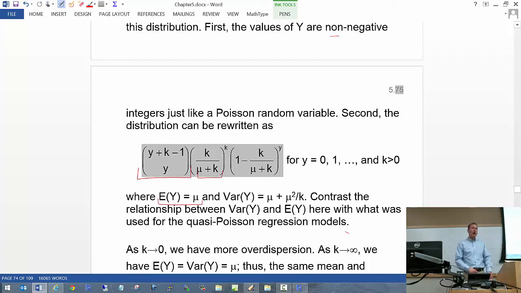The expected value of y, when I write out my distribution in this format, is mu, just like what we have with the Poisson. But look at the variance. The variance of y is mu plus mu squared divided by k. So it's not just mu like we have with the Poisson. Instead, there's a little bit of extra stuff there. And that allows your variance to be larger than what you would normally have with a Poisson. That's why we like this distribution to handle overdispersion problems.